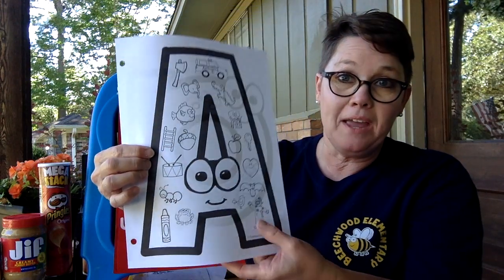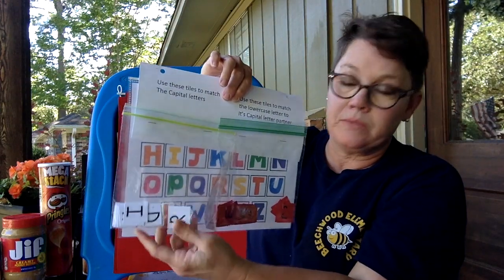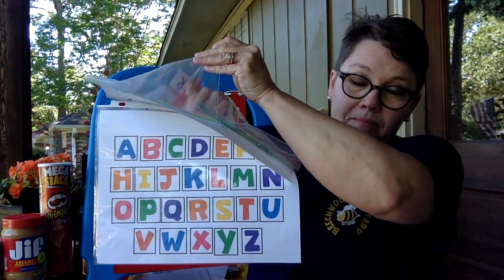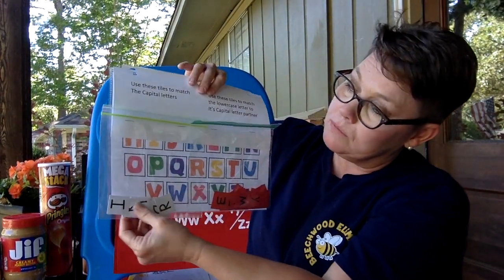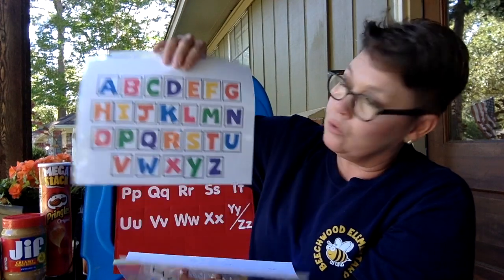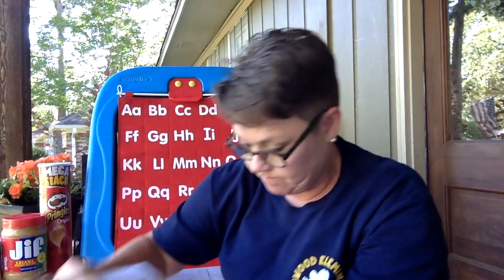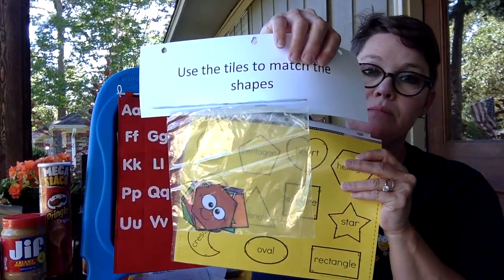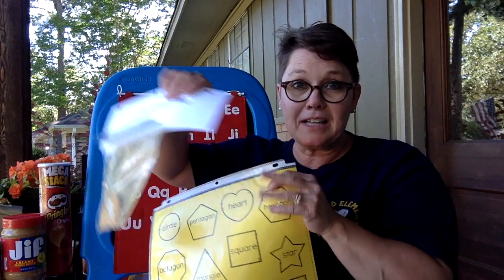For practice. Okay? The next thing that you should do for practice is you should use your uppercase tiles and match those to the uppercase letters on the mat here. If you don't have those, you can just make it very easily and you can just match uppercase or capital letters to the things that are the same, which are the uppercase letters here. And last but not least, you should use the shapes tiles to match those to the correct shape on this mat. So that should give you lots to practice on.